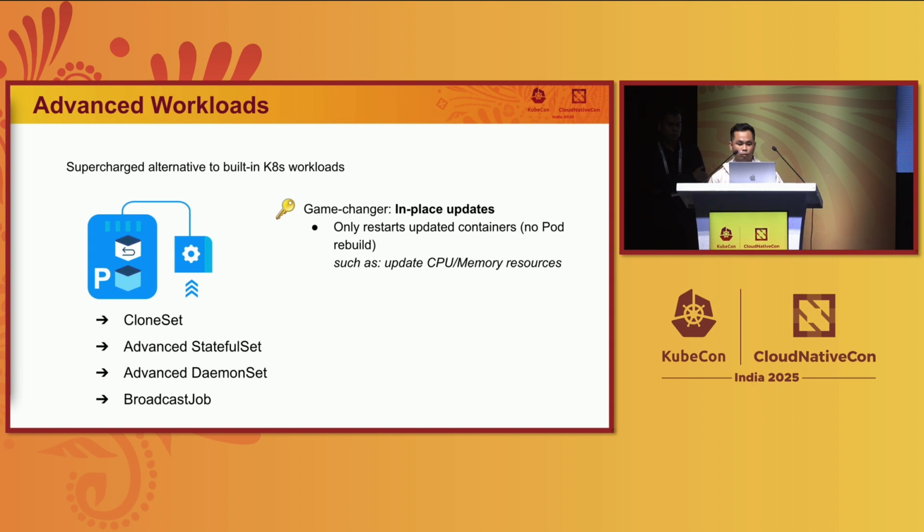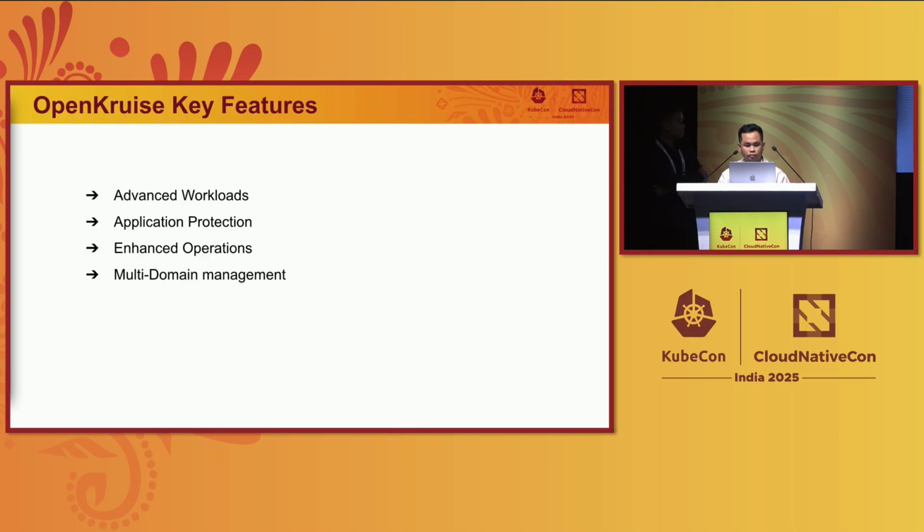For example, one of the game changers is the in-place update, where we can update the resources of the containers, like CPU and memory, on the fly without recreating the pods. So as a result, it's 90% faster rollout, and it's zero scheduler disruption, and it comes with no IP changes. And that's one of the OpenKruise advanced features. And then there are some like application protection, enhanced operation, and then multi-domain management. Herbert, please take it over.